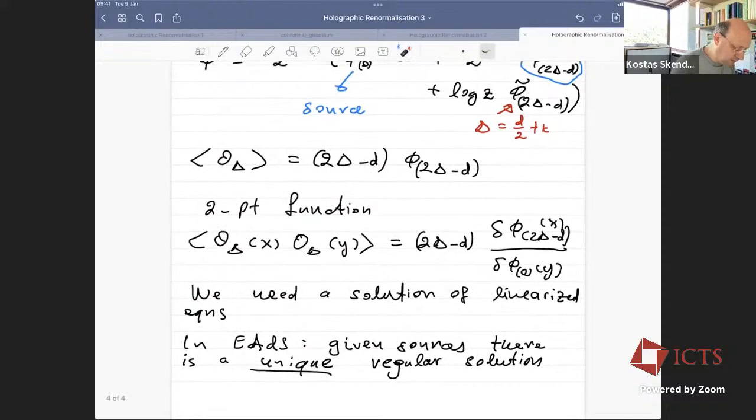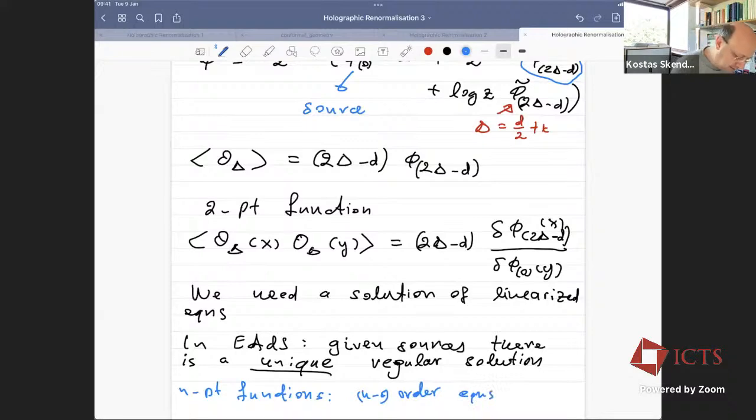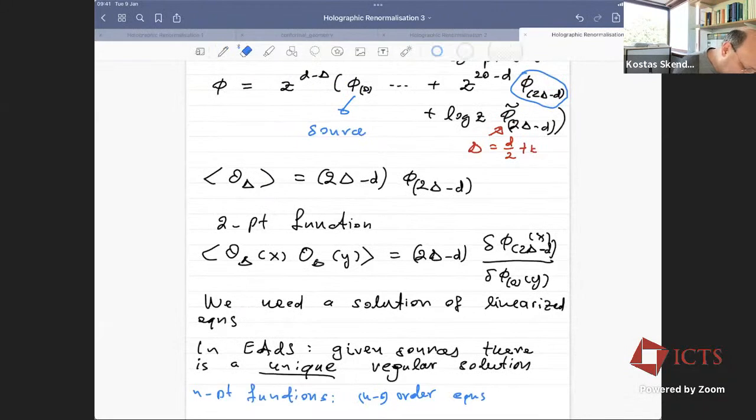Let me add one more thing. So if you want to compute n-point functions, then the procedure is the same. Then you need the (n minus one)-th order equations, which you solve. So if you want three-point functions, you need a second-order perturbation around the vacuum. If you want four-point functions, then you get third variation, and so on. And then you need to extract the regular solution and then plug it into the corresponding equation here and extract the answer. Okay, so any questions on the Euclidean part before I move on to Lorentzian stuff?